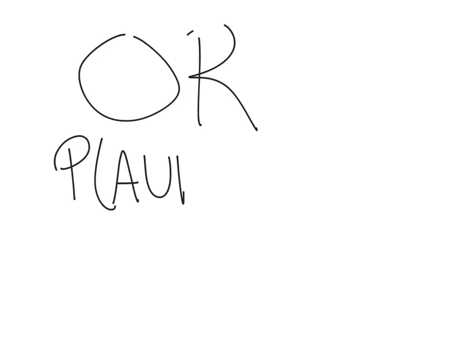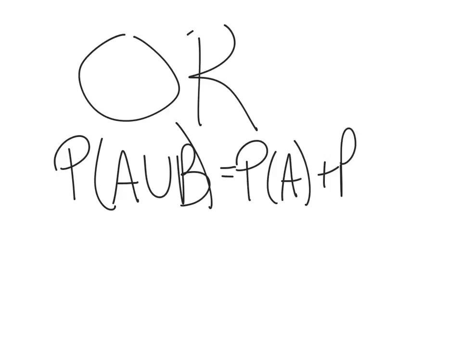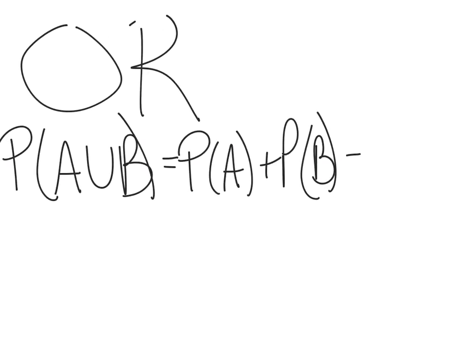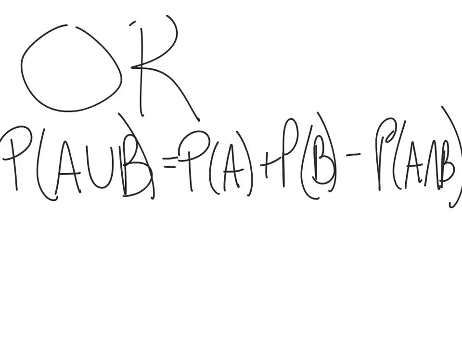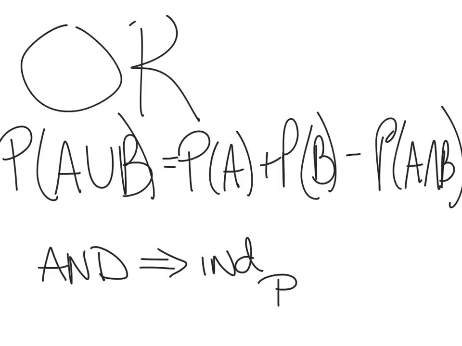So all in all, we've got two probability rules going on. We have the OR rule, which says the probability of A or B is equal to the probability of A plus the probability of B minus the probability of A and B. And we have the AND rule, which is only if the two events are independent. You can take the probability of A times the probability of B.